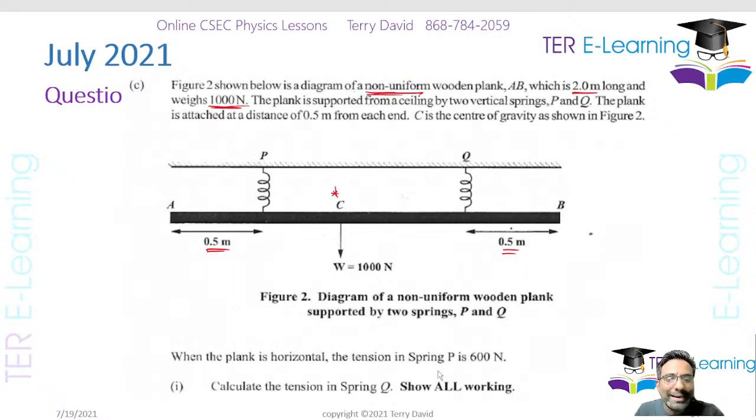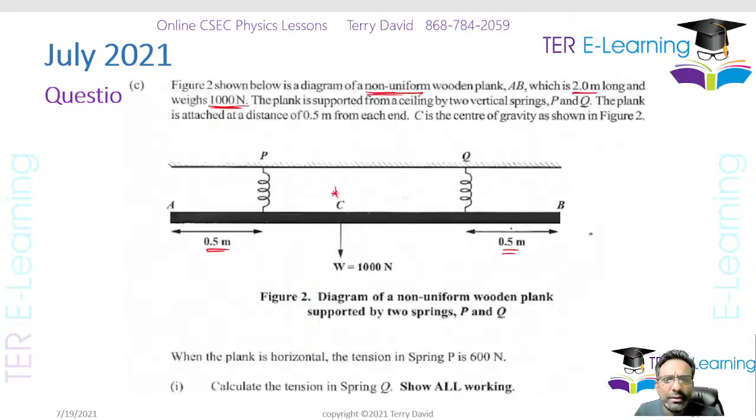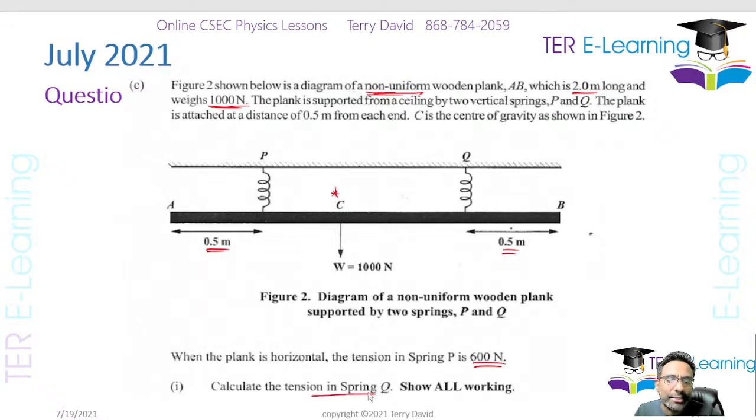Now here's what they want here. They said when the plank is horizontal, the tension in spring P is 600 newtons. So let's have a diagram. This is my spring P here, and this here is my tension, 600 newtons. At the same time, you're going to have a tension in this spring here. Let's call that T, but we don't know what it is. The question is asking us to calculate the tension in this spring.